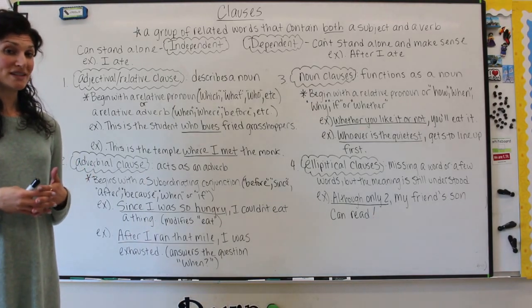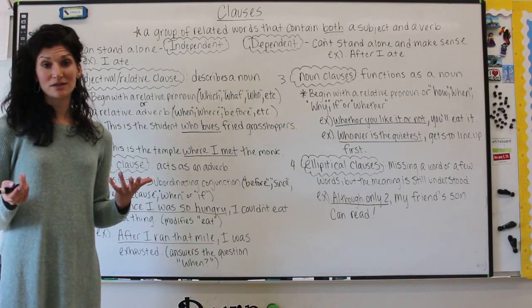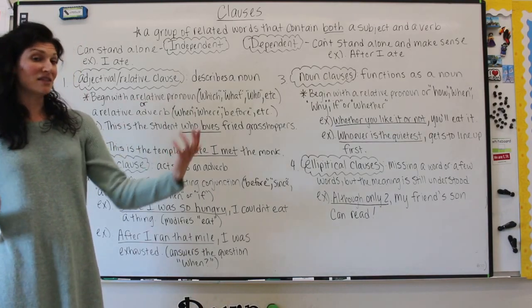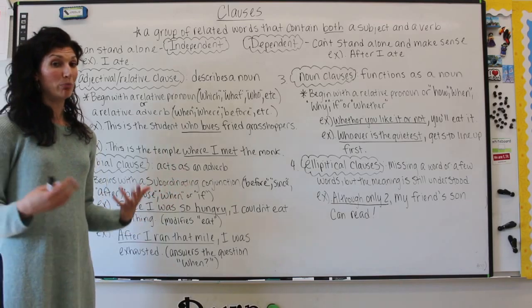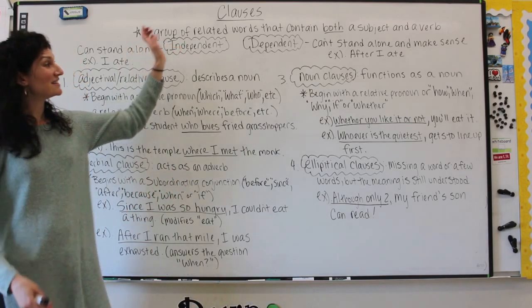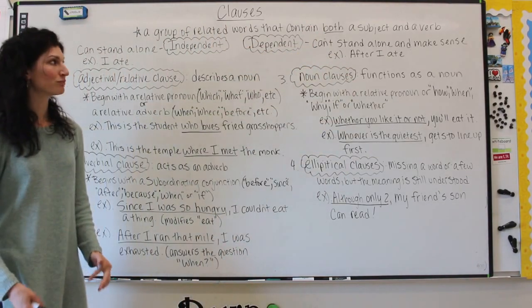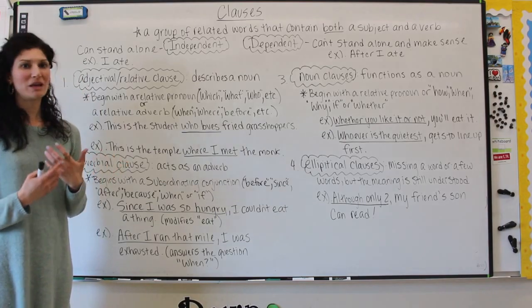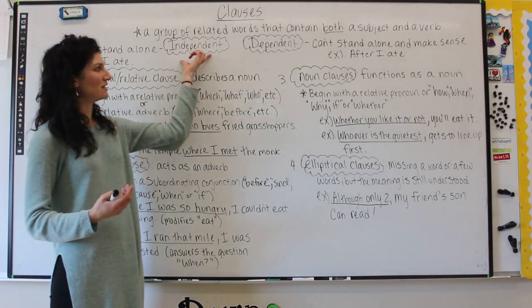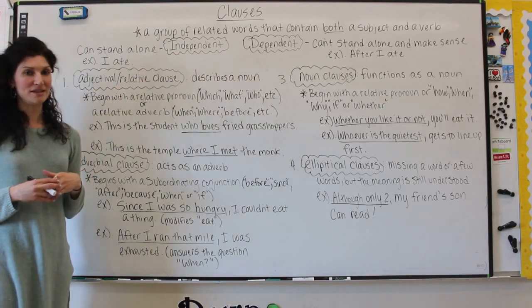We had already talked about how phrases and clauses are the building blocks of sentences. And we discussed phrases and said that a phrase is two or more related words that contains either a subject or a verb, but not both. Well, a clause is a group of related words that contain both a subject and a verb. Now, clauses can be categorized as either independent or dependent. So let's take a look at what an independent clause is.